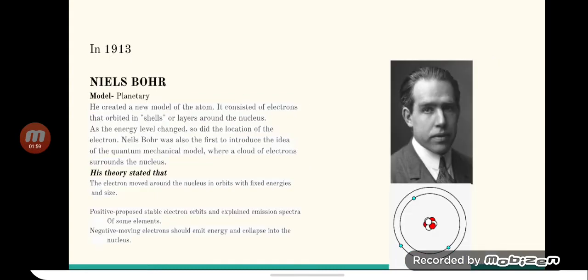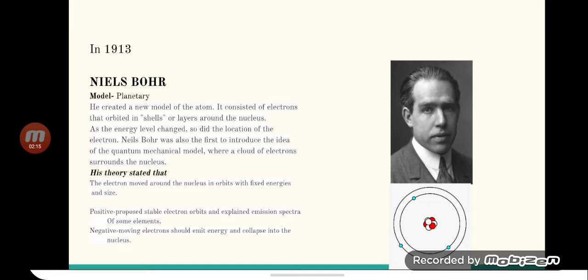In 1913, Niels Bohr created a model called the planetary model. He created a new model of the atom. It consisted of electrons that orbited in shells or layers around the nucleus. As the energy level changed, so did the location of the electron.